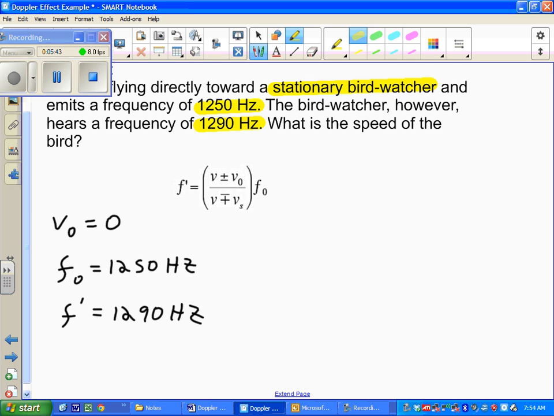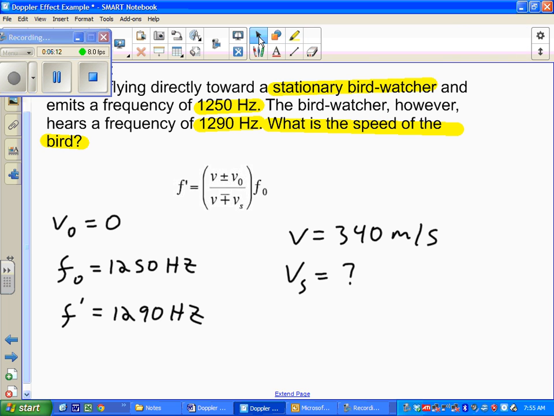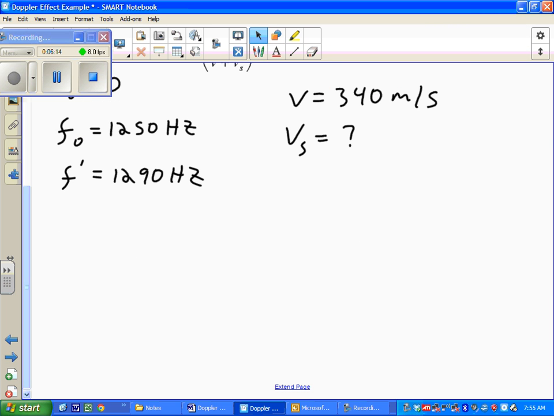Okay. We also know a couple more things. We know what v is. V is the speed of sound in air, because this bird and bird watcher are in air, and we said that was our constant of 340. And the last thing we're trying to find right here, what is the speed of the bird? So the bird is our source. So that is our Vs. And that is our question mark. So armed with this information, we should be able to solve this problem.